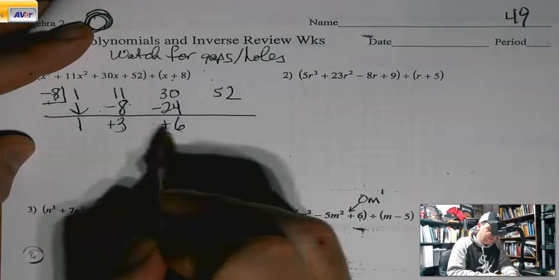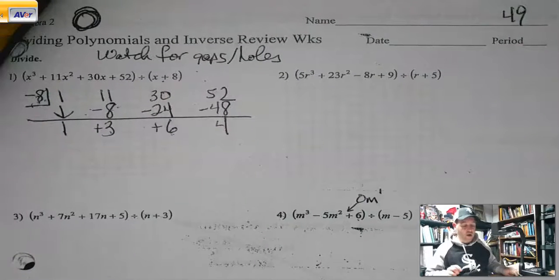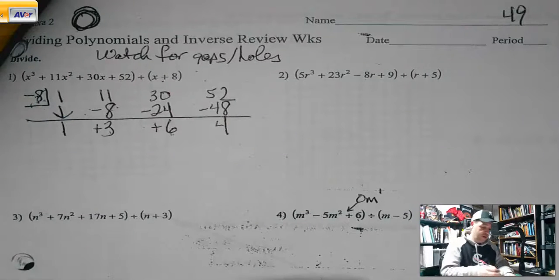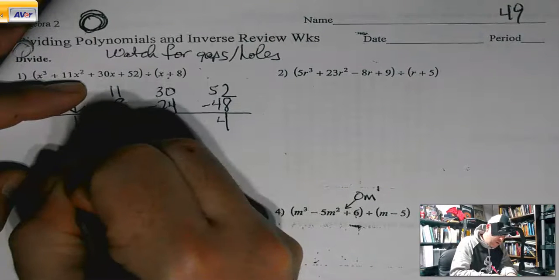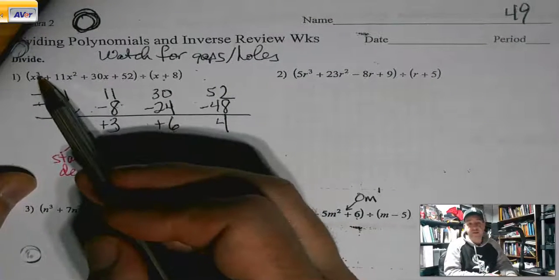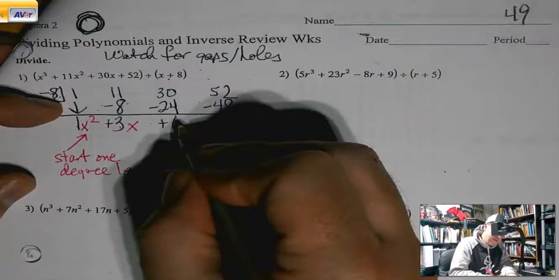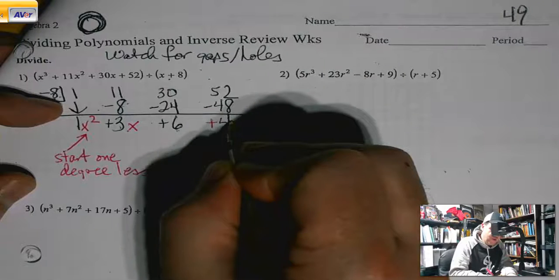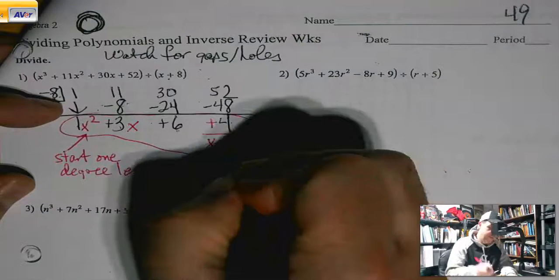Multiply by what's in the box. 6 times negative 8 is negative 48. Add down. Okay? Once we get all the way to the end, we're going to plug variables back in. Reminder here, we always start 1 degree less. So my problem here started as a degree 3. My biggest exponent was 3, which means here I start at 2, 1, 0. And if there's still a value left at the end, that is my remainder, but I have to put my divisor underneath it.